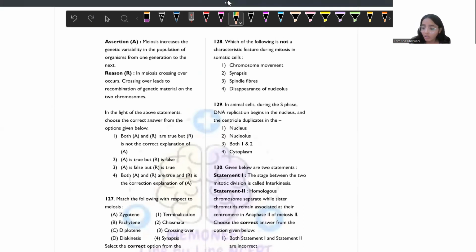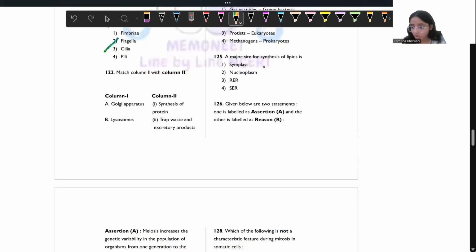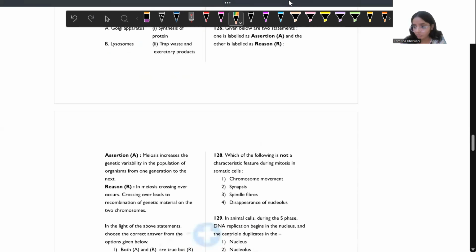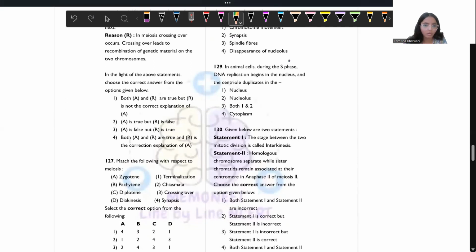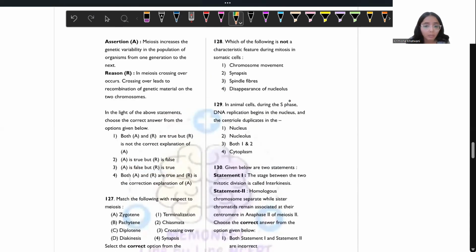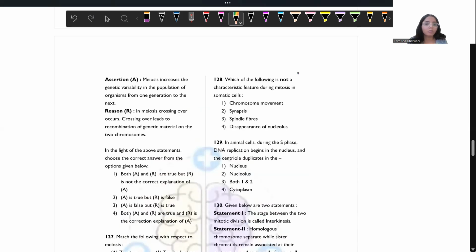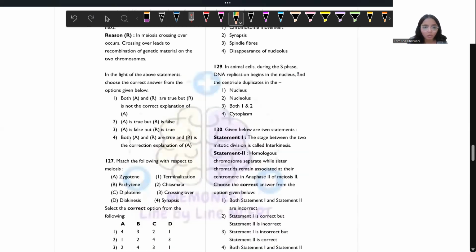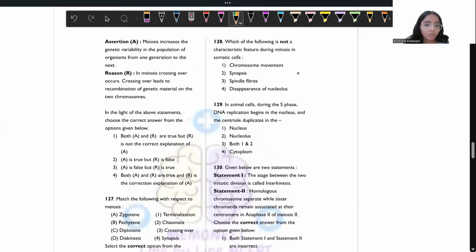The answer to this question is: both A and R are true. I'm sorry for the glitching. Both assertion and reason are true, and reason is the correct explanation of the assertion.